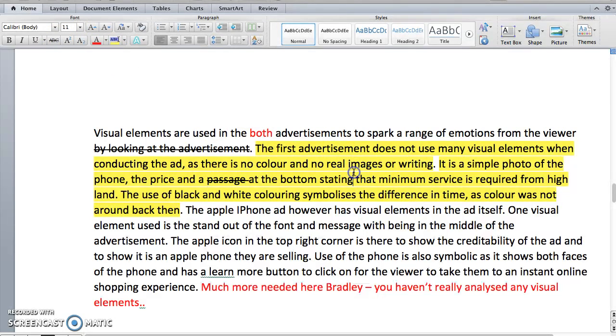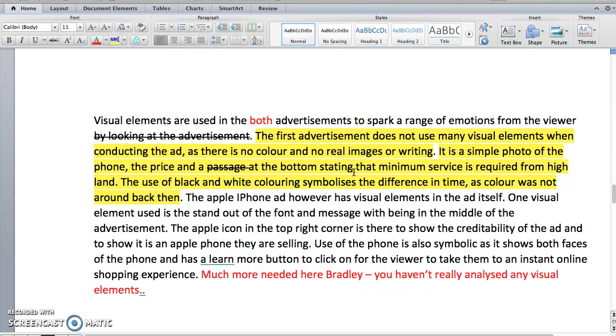It's a sophisticated advertisement for the time at which it was created. Again, you're misunderstanding. The use of black and white symbolize difference in time. No, it doesn't. We had colour in the 1980s. We're not quite the dinosaurs that you think we were. The creators of the advertisement have used black and white for a specific reason.